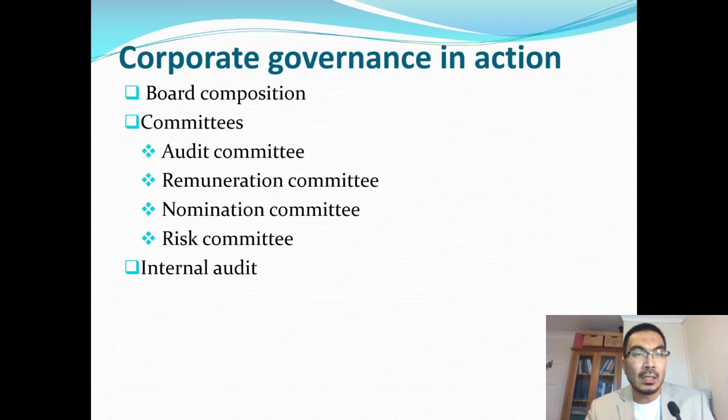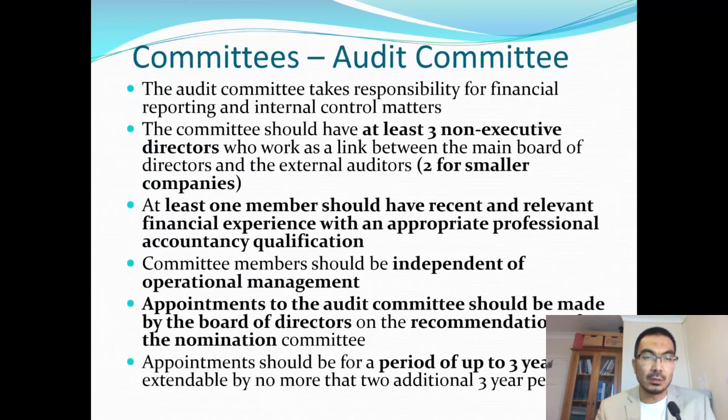And corporate governance in action, we're going to discuss each one of these committees and having a board composition. We have mentioned that the board should have executive and non-executive board members, and we're going to come back to the committees and study them one by one. So the committees are the Audit Committee, Remuneration Committee, Nomination Committee, and Risk Committee, and we will talk about internal audit control systems. In terms of the audit committees, why do we need an audit committee?